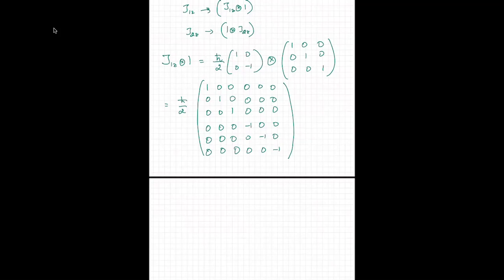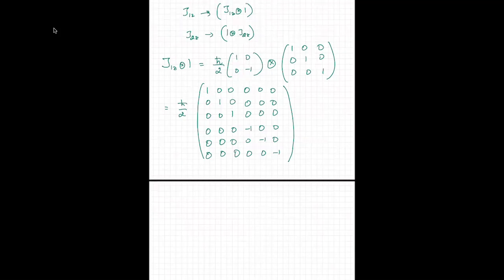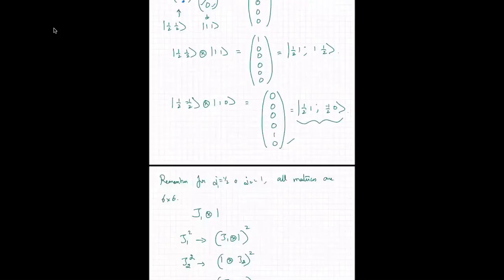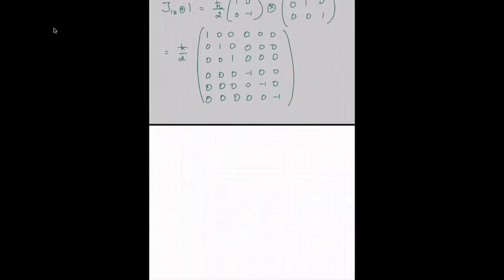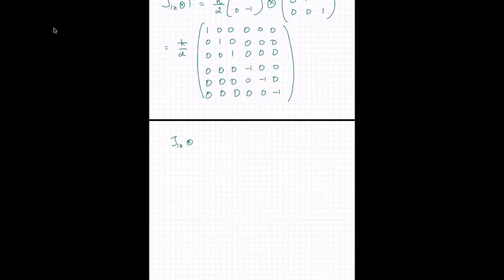Okay. So now let me ask, how does this 6 by 6 matrix act on, for example, the direct product of 1/2, minus 1/2 and 1, 0? If I act J1Z direct product 1 on this eigenstate, I should simply pick out the Z component of the first angular momentum. Do you agree? Yes or no? So all I'm saying is that J1Z direct product 1, in this case, acting on 1/2, minus 1/2 direct product 1, 0.